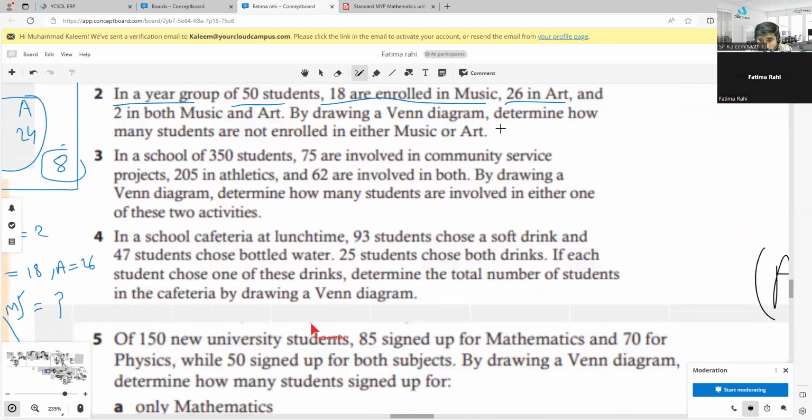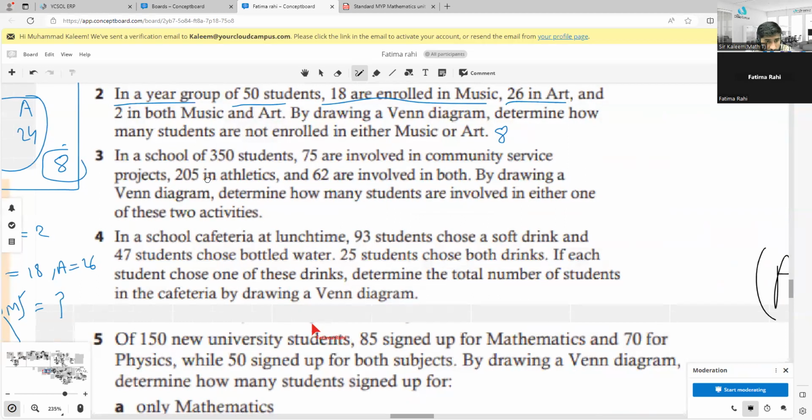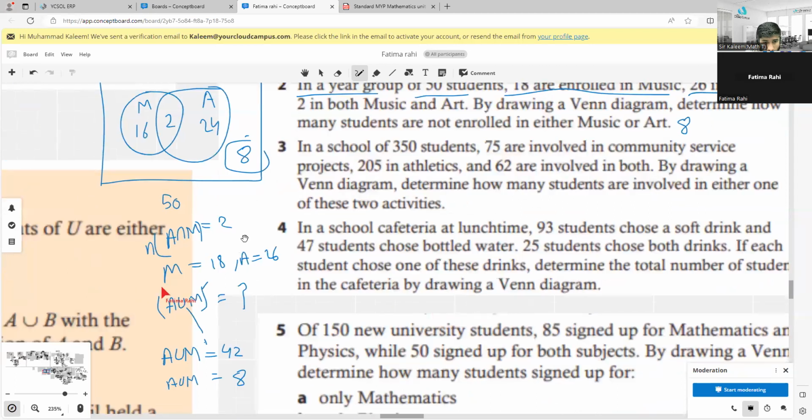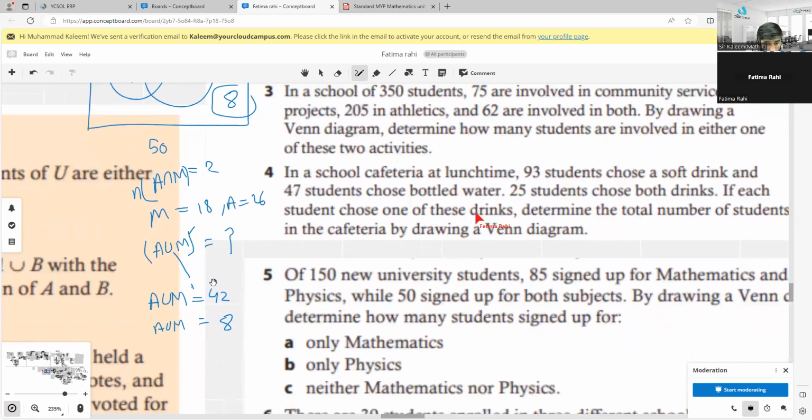Padma, did you understand? Any confusion in this question? No. Okay, let's move on to question number 2. No, I do. Yes, please. Can you explain to me how to do it this way?